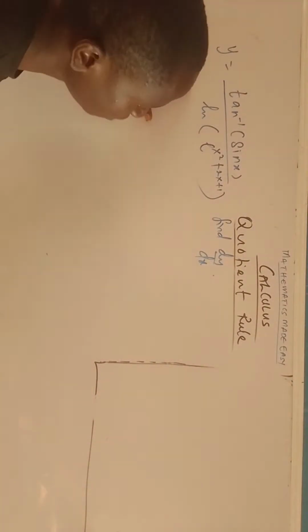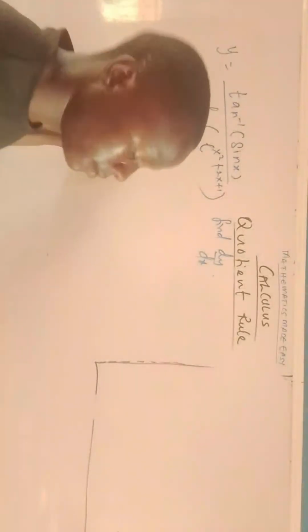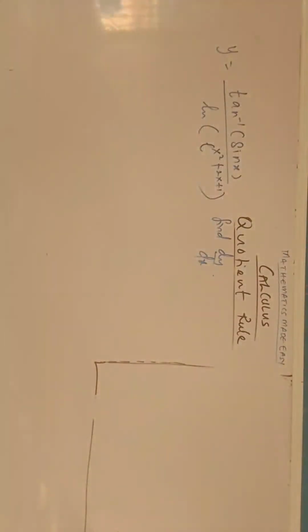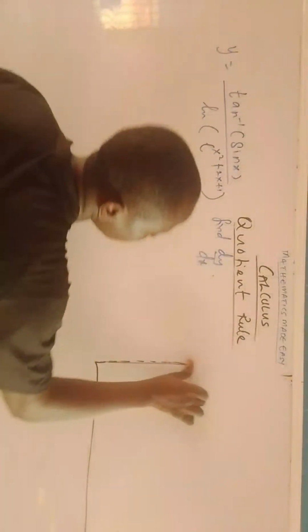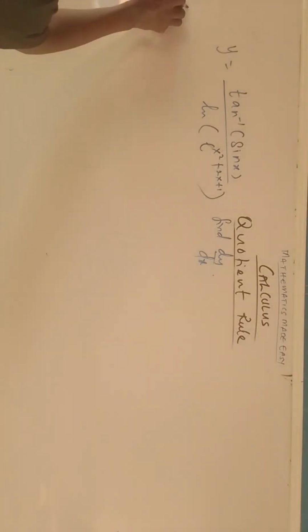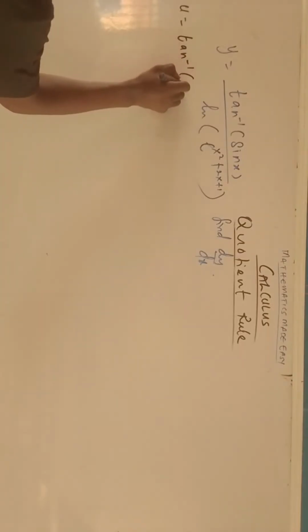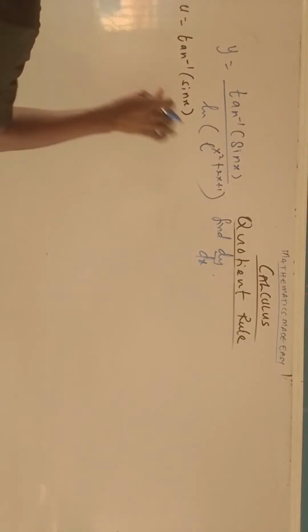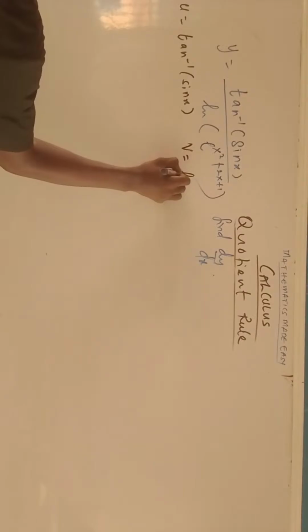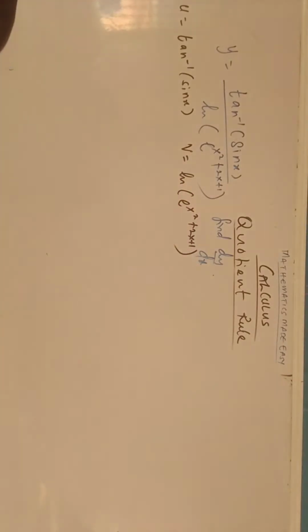Okay, guys. Now to not waste much of our time, let's find the derivative of this function right here. Let's get started. The first thing we are going to do is substitution. Let u be equal to the function at the numerator, which is arctangent of sin x, and let v be the function at the denominator, natural log of exponential x squared plus 2x plus 1.